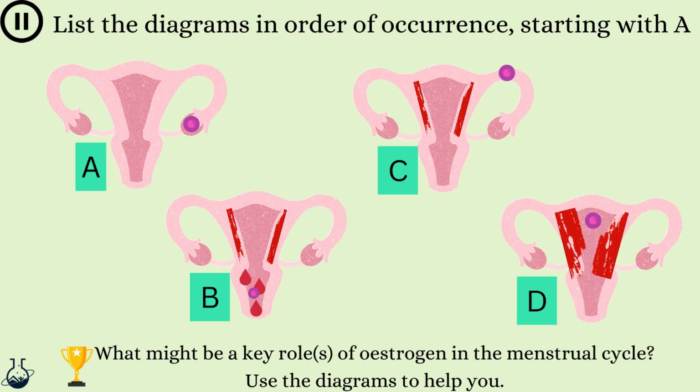Pause the video here to list the diagrams in order of their occurrence, starting with the diagram A. If you finish, try the challenge. Let's go through some answers. Get ready to mark and annotate your work.